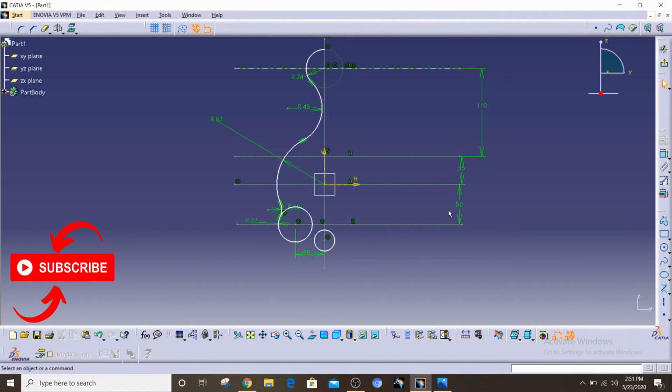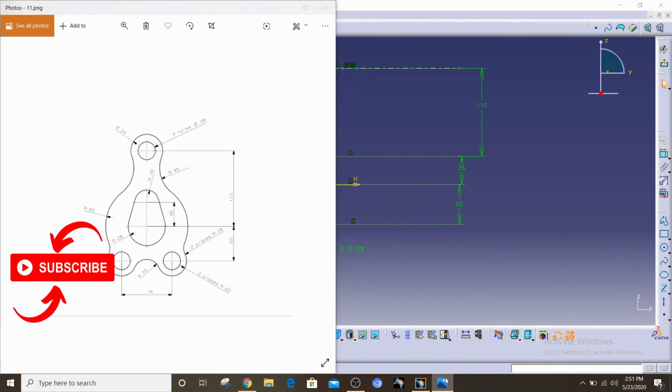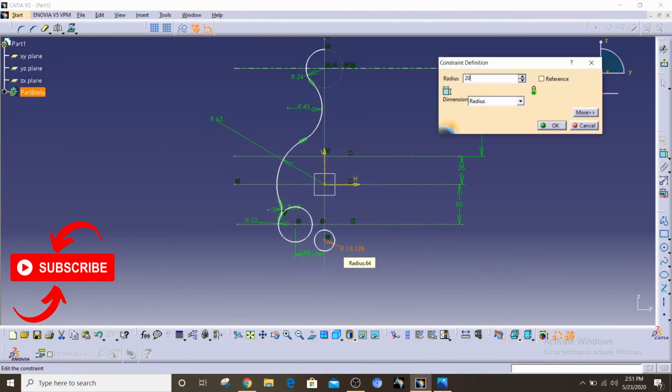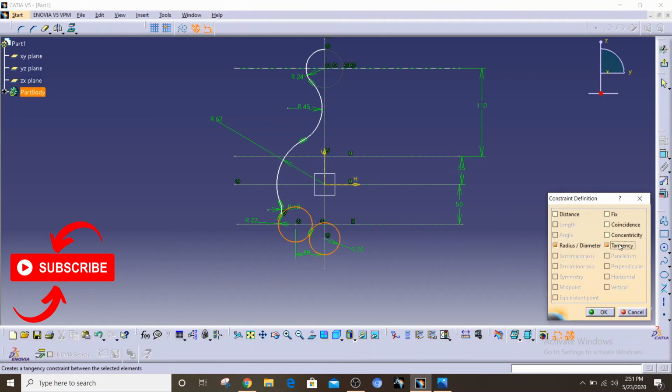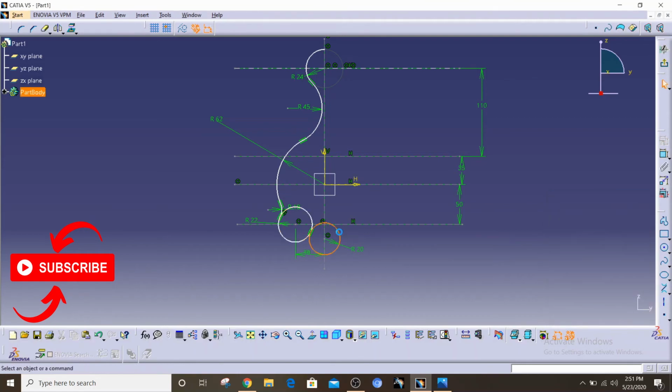And these two have, so the radius of this is going to be 20. And these two have to be tangential to each other. Okay, is it fully constrained? Yep, it is. Now I'm just going to trim off the rest of the arcs that we don't need.